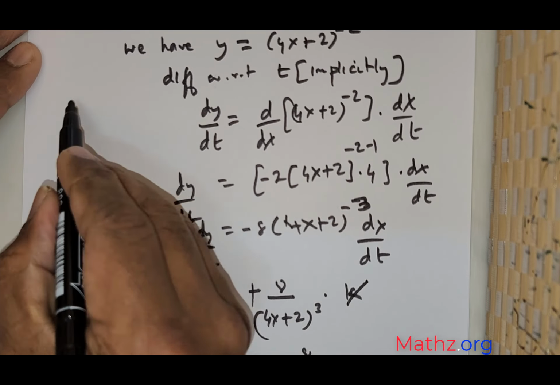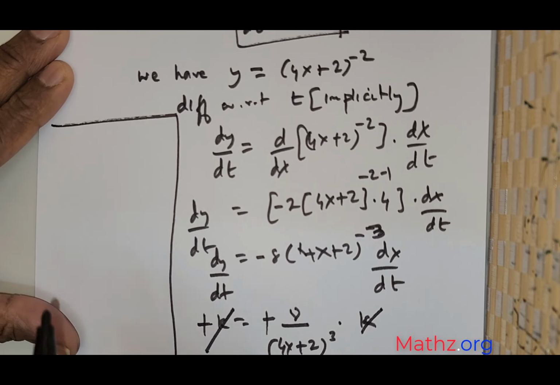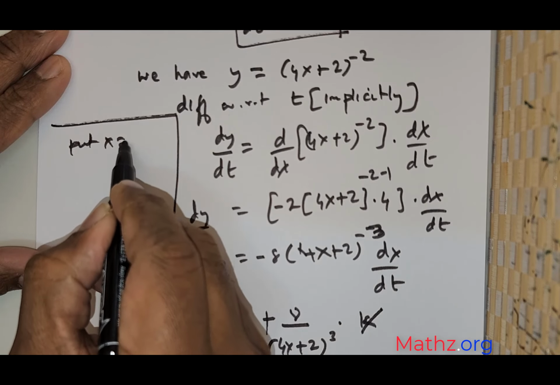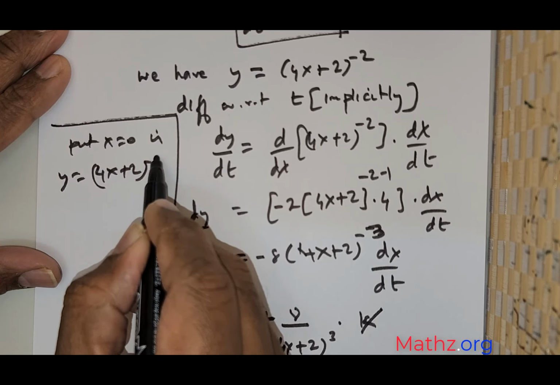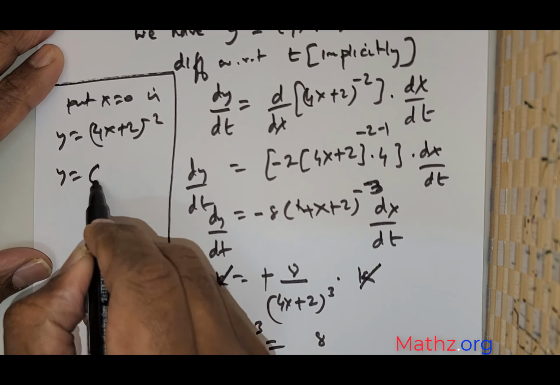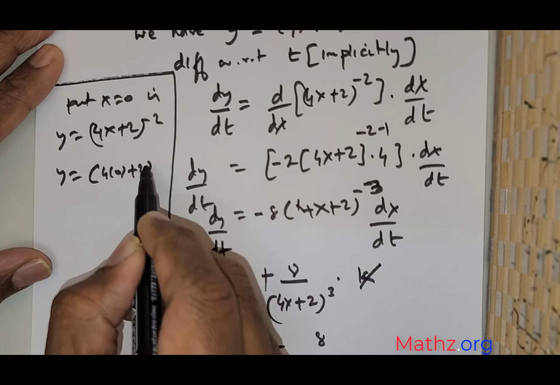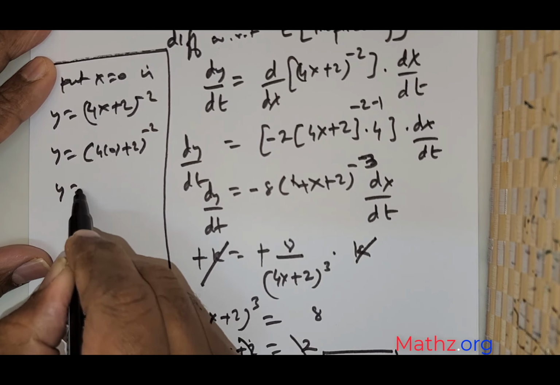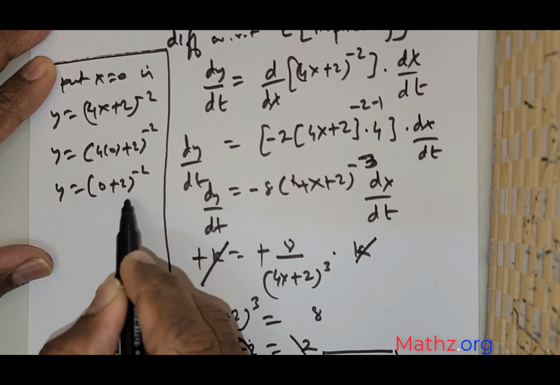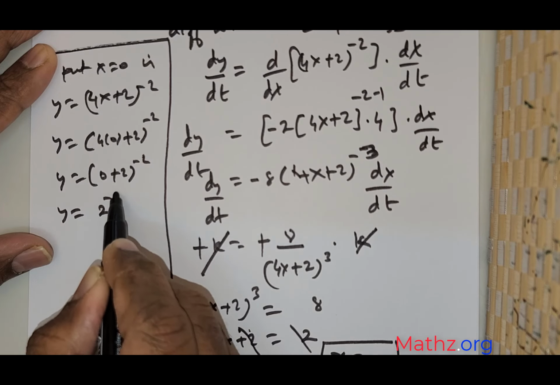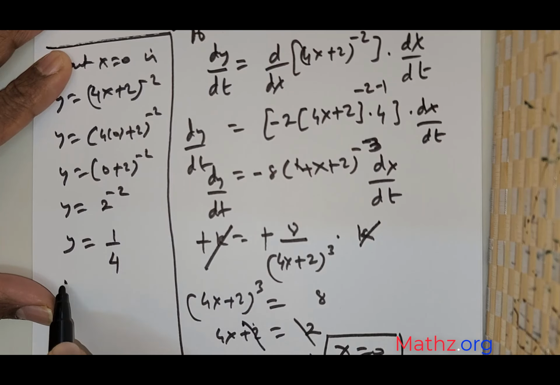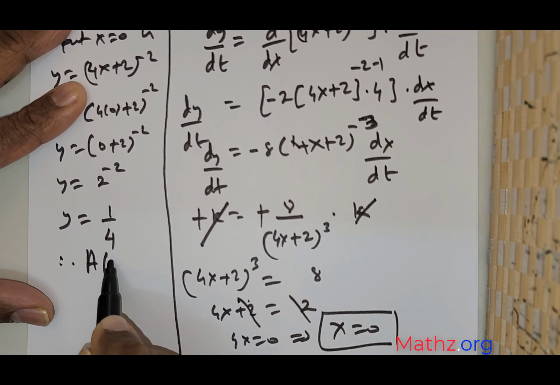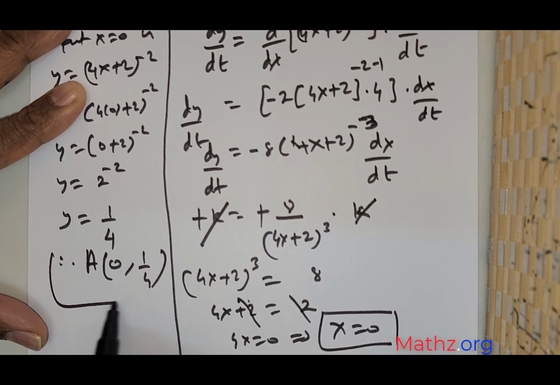Now take x equal to 0. Let me use this part of the space. Put x equal to 0 in y equal to (4x + 2) raised to the power of negative 2. That would give me y is equal to (4 times 0 + 2) raised to the power of negative 2, which means y is equal to 2 raised to the power of negative 2, which means y is equal to 1/4. So therefore A is what? (0, 1/4). So this is a beautiful question and we have solved it well.